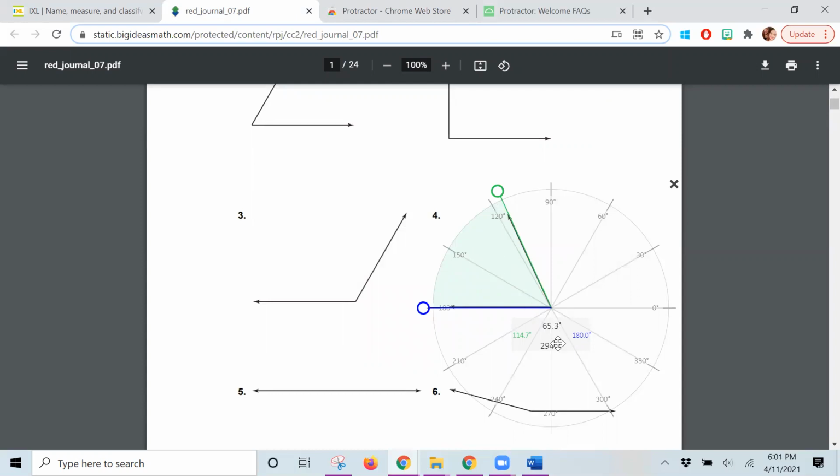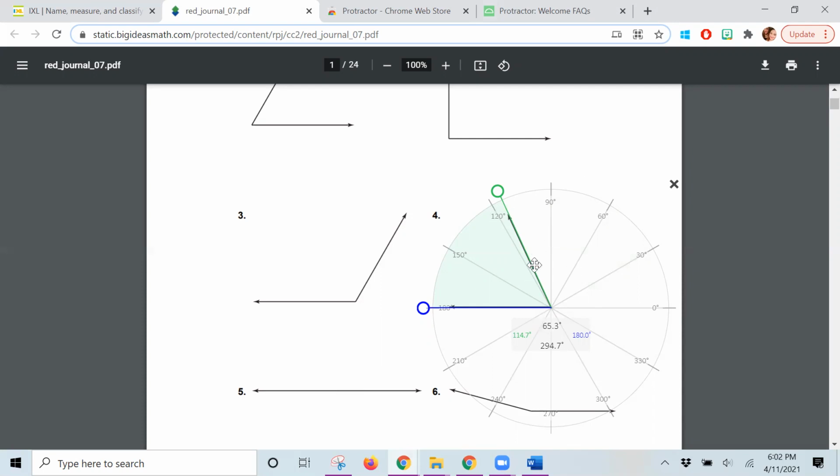So if I'm looking at these two, I can see that one of them is about 65 degrees, and the other one is about 295. And so if I'm looking at these two, it makes a lot more sense for this small angle to have the smaller number. And so we want to make sure that we're using the correct number when we're using these protractors. So this angle right here for number 4's problem is going to be about 65 degrees.